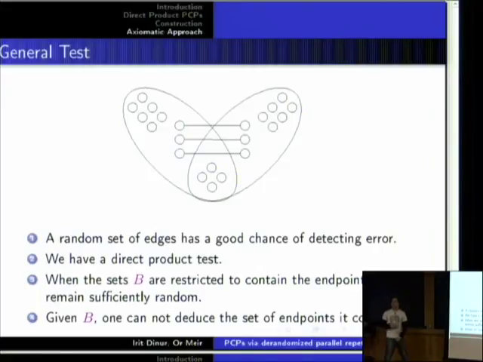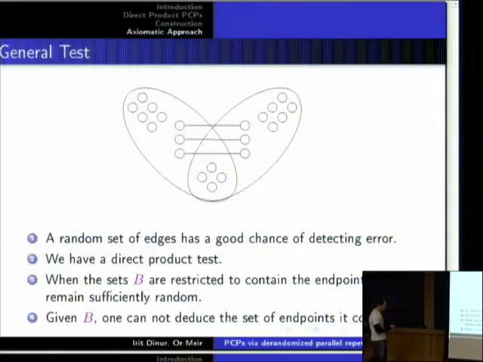If you know both B1 and B2, then it might be right. But since we are in a two-prover setting, each prover knows only one of the sets, either B1 or B2.